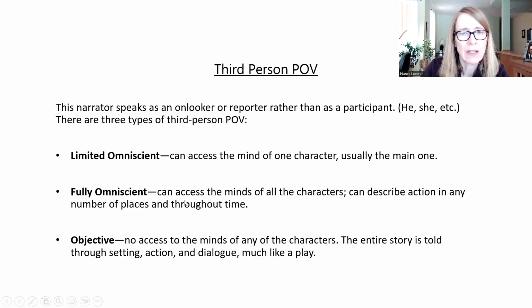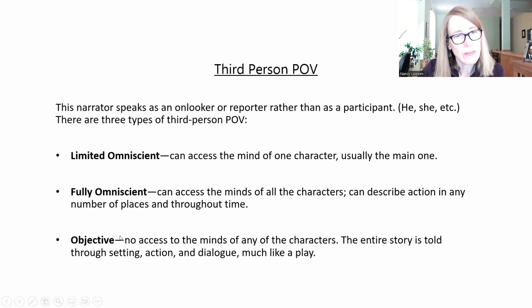Fully omniscient can access the minds of all the characters and can describe action in any number of places and throughout time. A fully omniscient narrator is like God, sees all, knows all, powerful, right? And objective is just the opposite of the fully omniscient. Objective has no access to the minds of any of the characters. So the entire story, we don't know any thoughts. All we have is what somebody can observe, like a play, right?